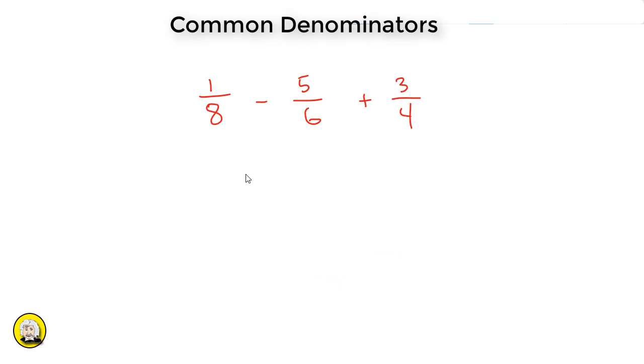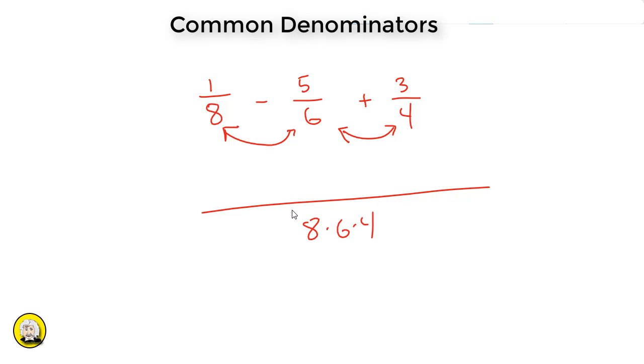In this case, my common denominator will be 8 times 6 times 4. Again, the product of all three denominators. And you could find a lower common denominator in this case, but in any case, the product of the denominators will be a common denominator. So then I want to take 1, my first numerator, and multiply by all the other denominators other than the denominator of its own fraction. So in this case, that's 1 times 6 times 4.